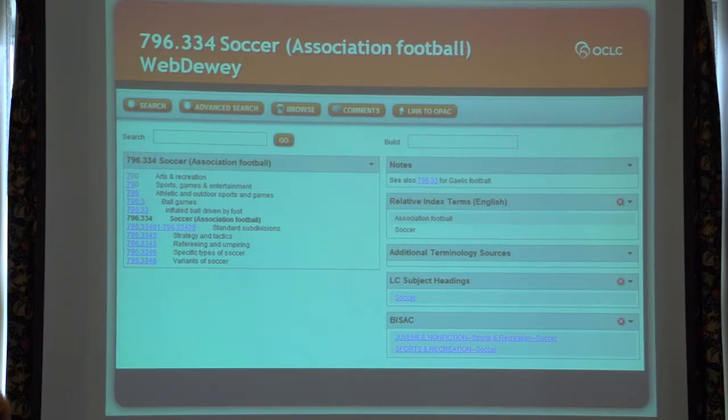So you see 796.334, it's in its hierarchical context there. It has its complete upper hierarchy and subordinate classes. The notes, the relative index terms, the one we looked at, soccer, this is soccer and association football, are the two relative index terms associated with this class. Then we also have the LCSH soccer mapped to this class, and two BISAC headings, the book industry headings, mapped to this class, both having to do with soccer.